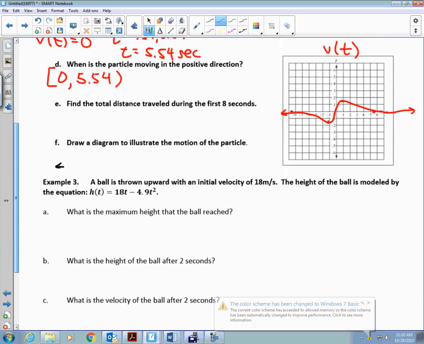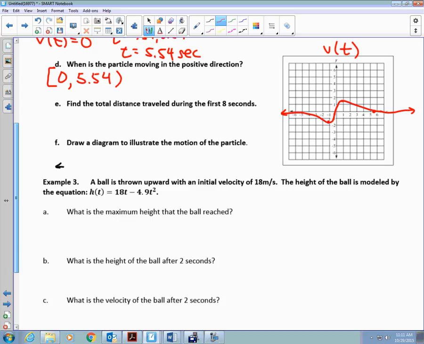Second part says find the total distance traveled during the first 8 seconds. Well, technically at 0, it has an instantaneous velocity. I won't be critical on that, but technically at 0, it would be headed in the positive direction from the outset, because at 0, it's sitting above the x-axis. We would say that that's included. But at 5.54, it's sitting on the x-axis. Does that help?